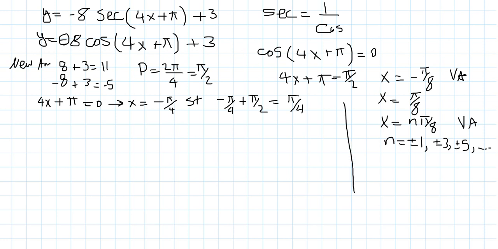I can give some points here to understand how to draw it. If I give minus pi over 4, y is minus 5. If I give minus pi over 8, y is 3. If x is 0, y is 11. If x is pi over 8, y is 3. If x is pi over 4, y is minus 5.